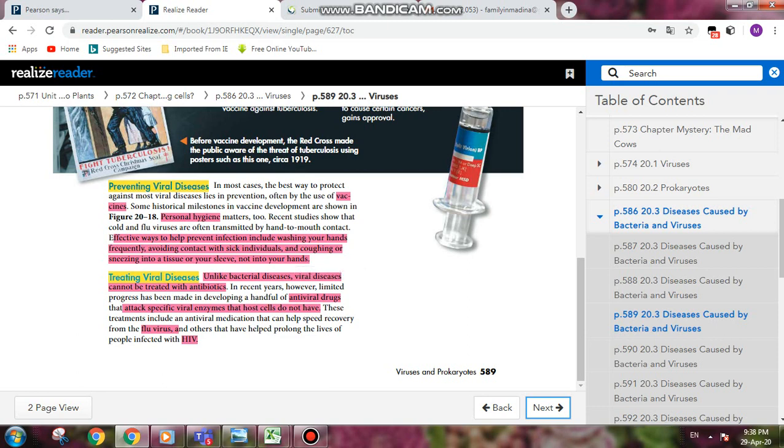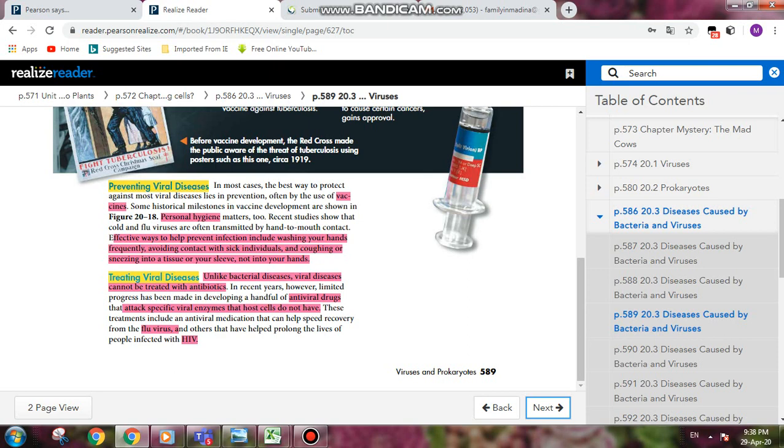Okay, how do we treat viral diseases? Viral diseases cannot be treated by antibiotics as bacteria are. Antibiotics are confined to bacteria, but there are some antiviral drugs, not so many, that can attack specific viral enzymes, so they can kill or interfere with the growth of the virus.